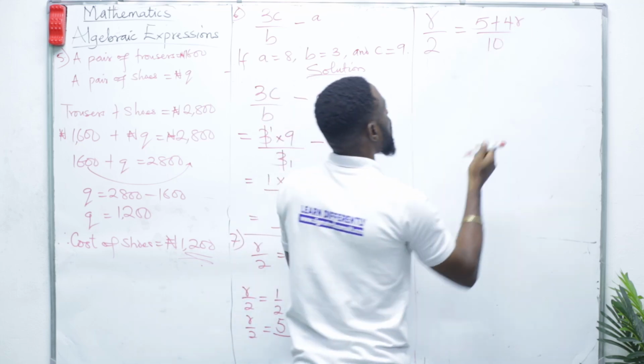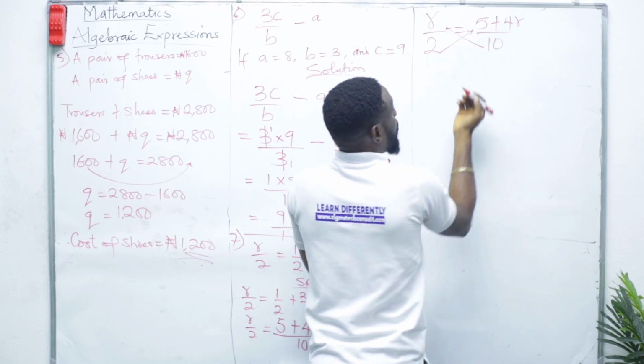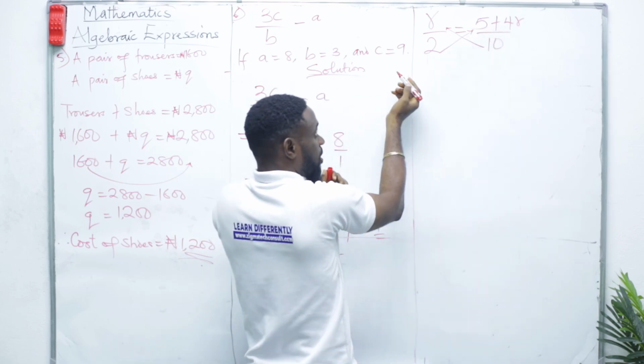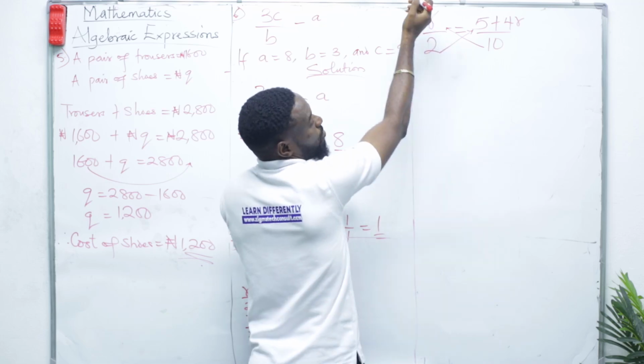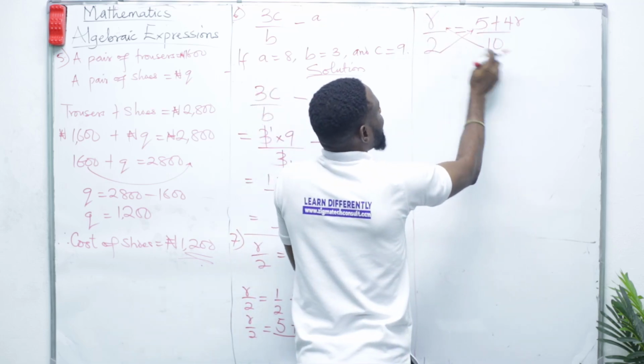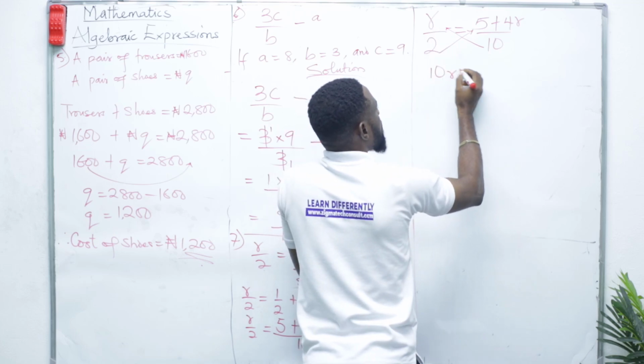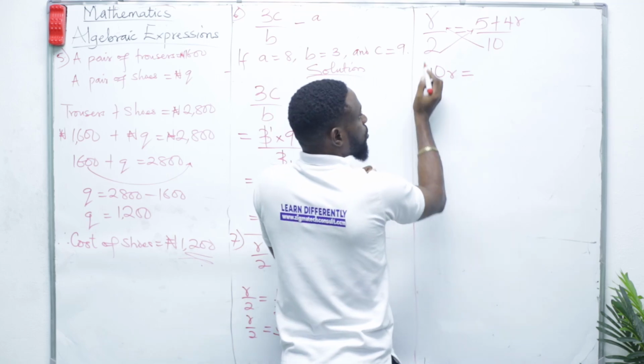So this is how I will go. I will go this way and this way. You can also decide to go either this way and this way. Okay, but this is how I want to go. I want to cross multiply like this. So this will mean 10 times r to give us 10r to be equal to 2.